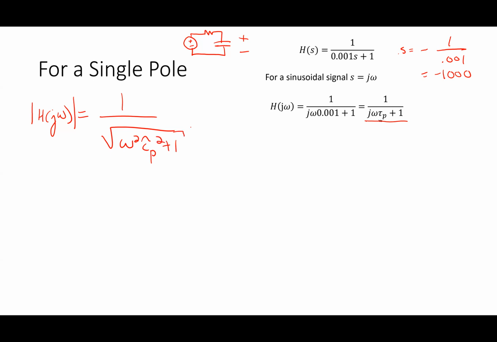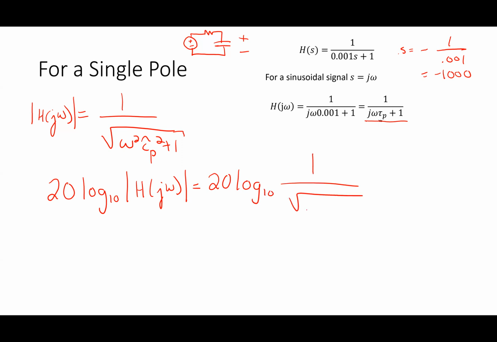Right? All right, so I want to make the graph of this thing on a log scale. So I'm going to take 20 times the log of both sides. Okay. 20 log base 10 of the magnitude of H of j omega. So I'm going to take 20 log 10 of 1 over the square root of omega squared tau p squared plus 1.